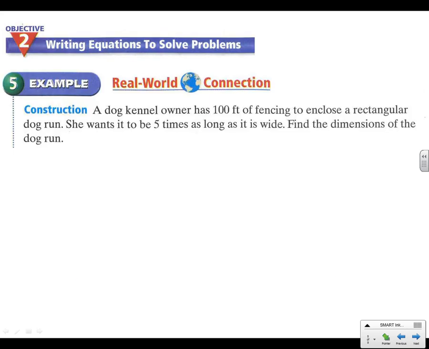Real world connection, construction. The dog kennel owner has 100 feet of fencing to enclose a rectangular dog run. He wants it to be 5 times as long as it is wide. Let's find the dimensions of this dog run. All right, so 100 feet of fencing. I like to draw diagrams. That's one strategy. We know that it has to be 5 times as long as it is wide. So if the width is x, the length has to be 5x.